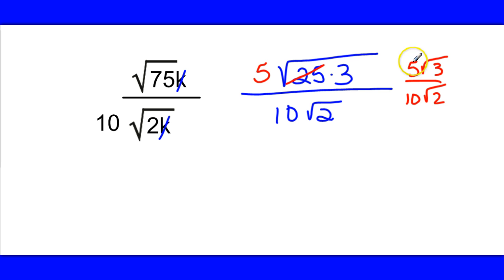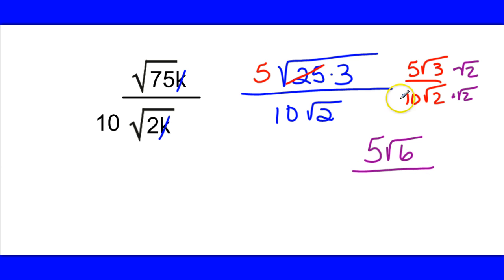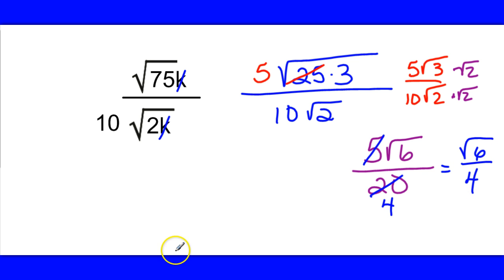Now, I noticed right away that I can simplify this. You can simplify it now, you can simplify it at the end. It doesn't make any difference. I am going to multiply both of these by a radical 2. So that's going to give me 5 radical 6 on the top, and 10 times 2 is 20 on the bottom. Make sure this is in as simple form as possible. So 5 will go into 20 four times. My final answer is radical 6 divided by 4. And that is it.